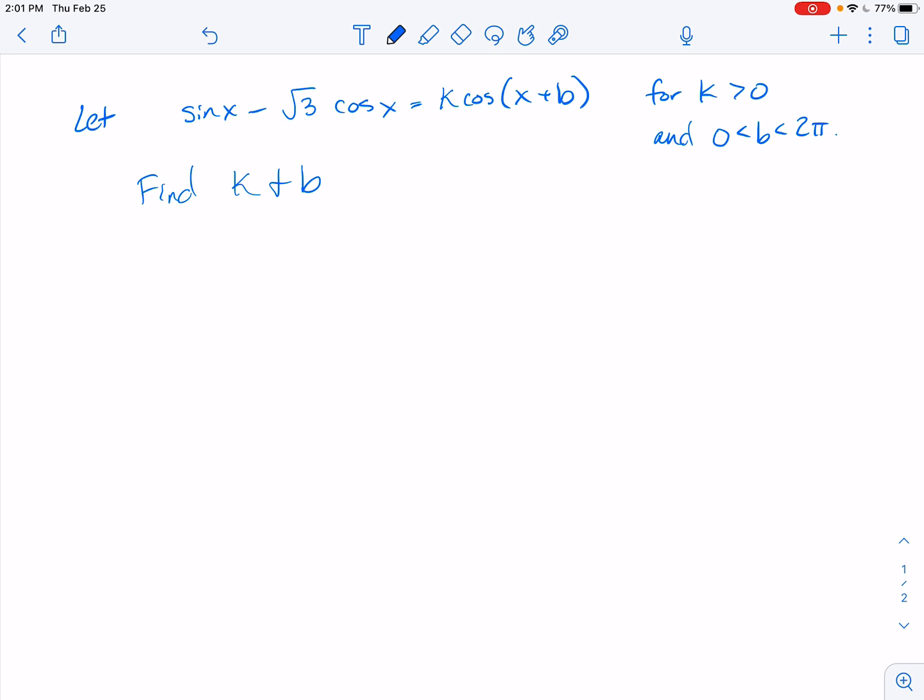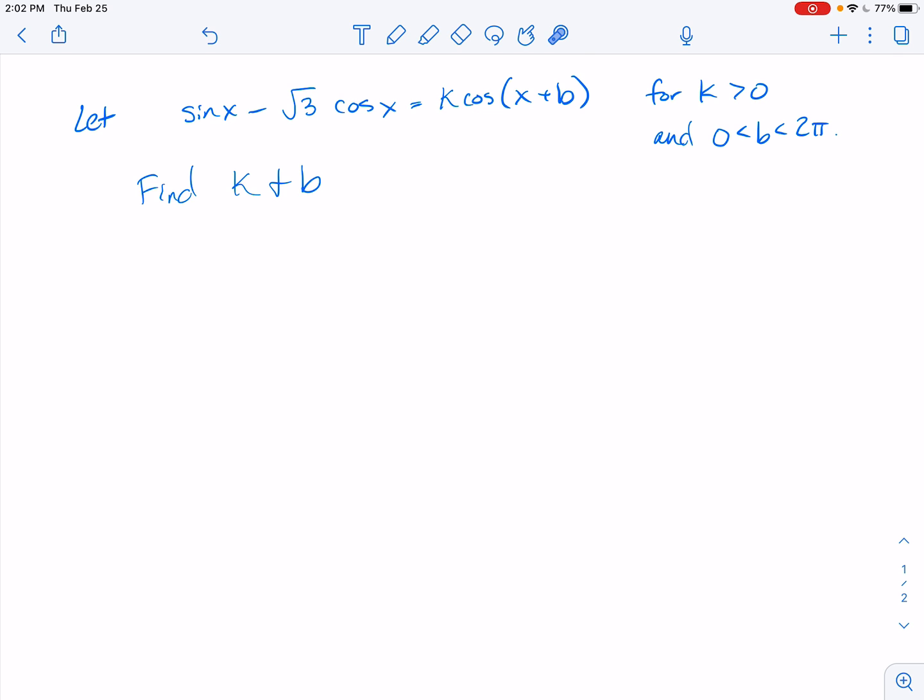I wanted to work through the example in the book because it shows up in other places, and I thought it might be helpful to talk through it with you. So the book says something like, let sine x minus root 3 cosine x equal k times cosine of x plus b. What this is enabling us to do is give us something we would know how to graph.